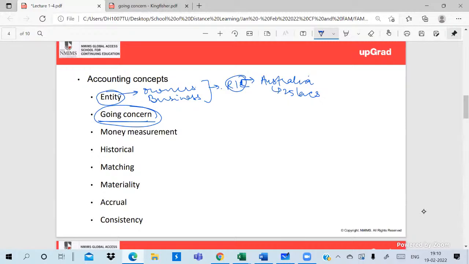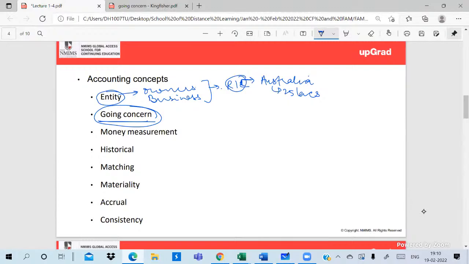Entity lasts forever. Fine. Normally, when you start a business, you don't start it with an intention that you'll wind it up in the next 6 months or 1 year. You want to continue it over a longer term horizon. So you assume that the business will continue in future as long as possible. So the moment this going concern concept gets impacted and it is felt that the company or the business will no longer continue in future, then the auditor has to state in his audit report that the going concern is taking a hit. And then accordingly, necessary arrangements and changes have to be done.